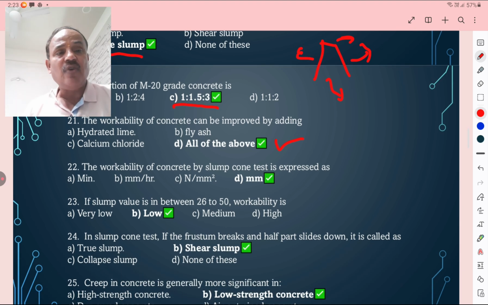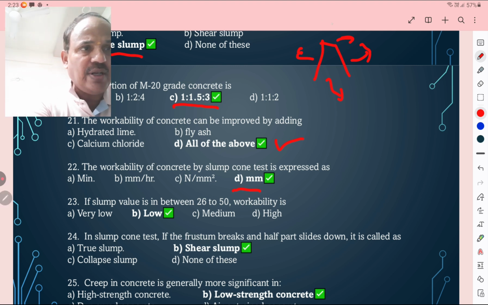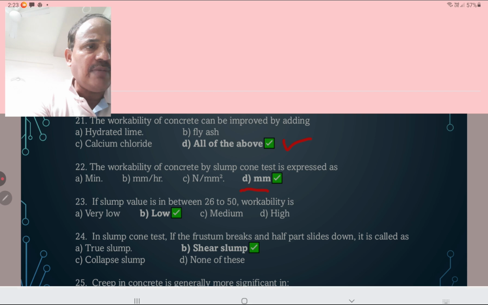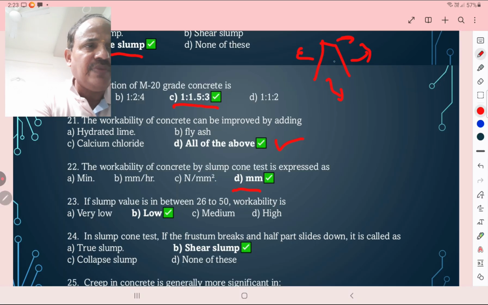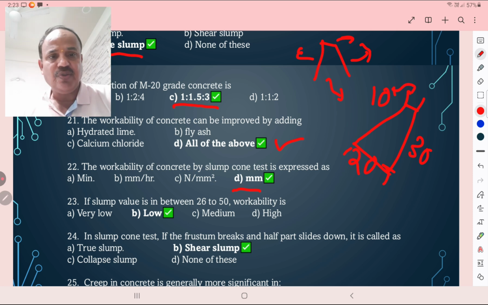The workability of concrete by slump cone test is expressed in mm. You must know that the top diameter is 10 cm, then bottom diameter is 20 cm, and height is 30 cm. This is the slump cone. One must know all these dimensions.